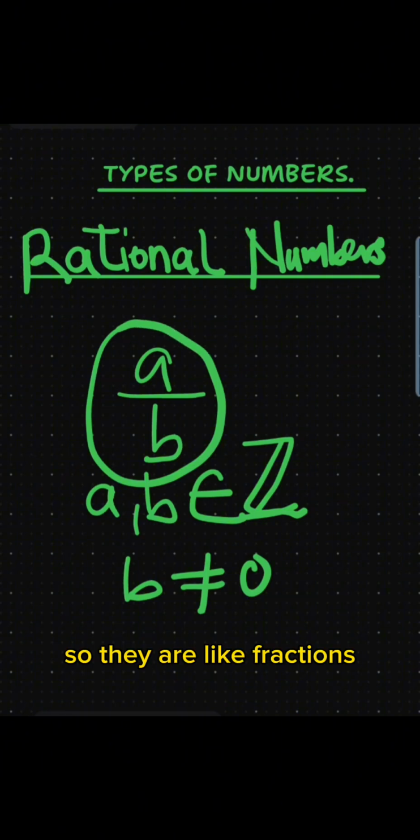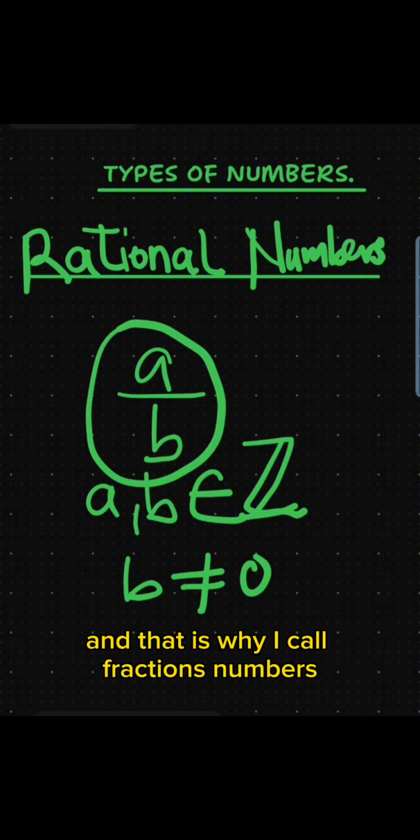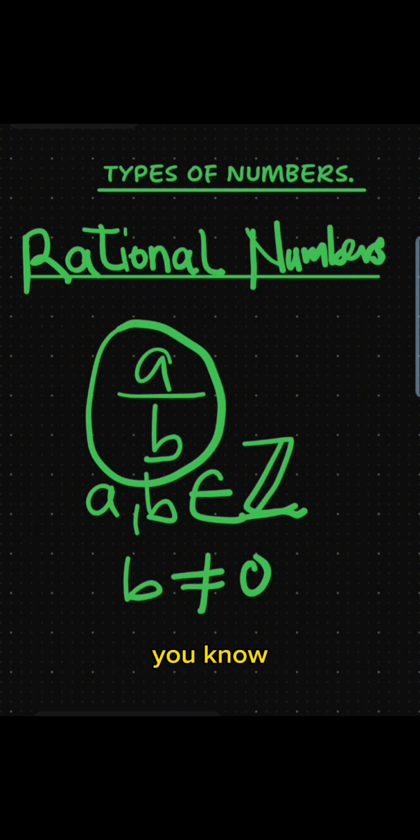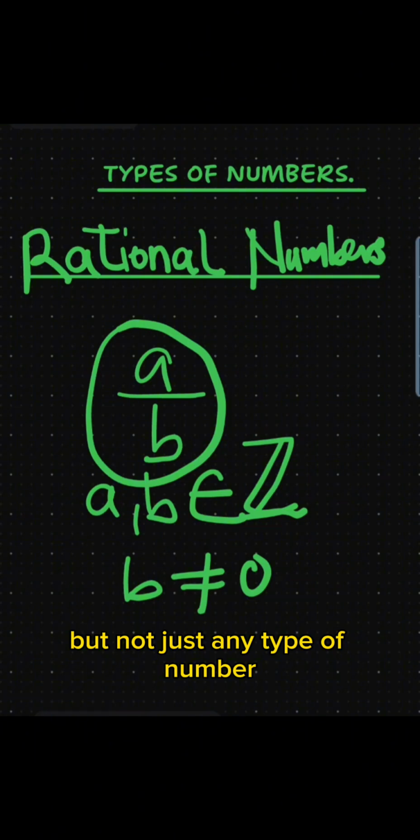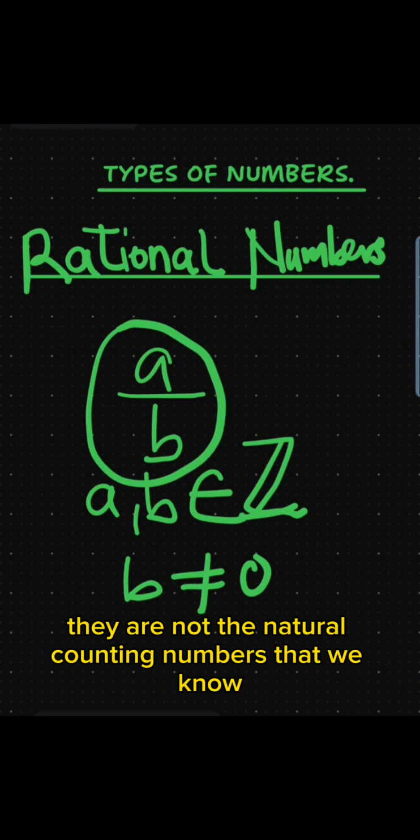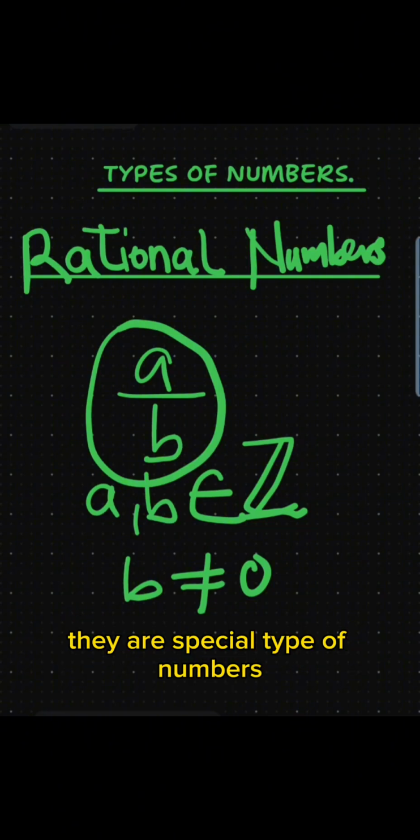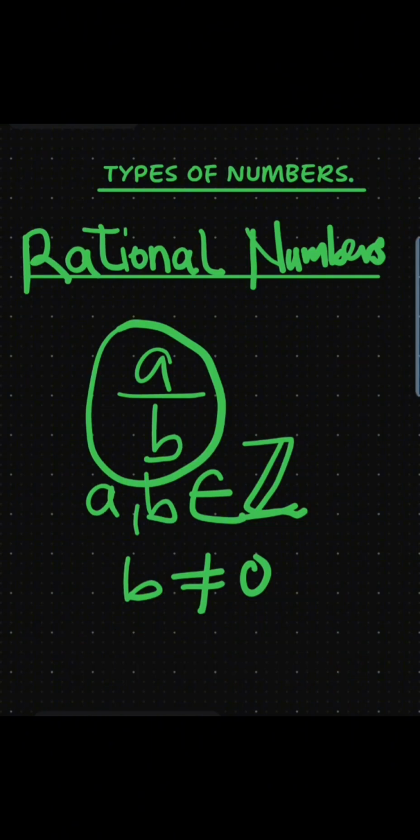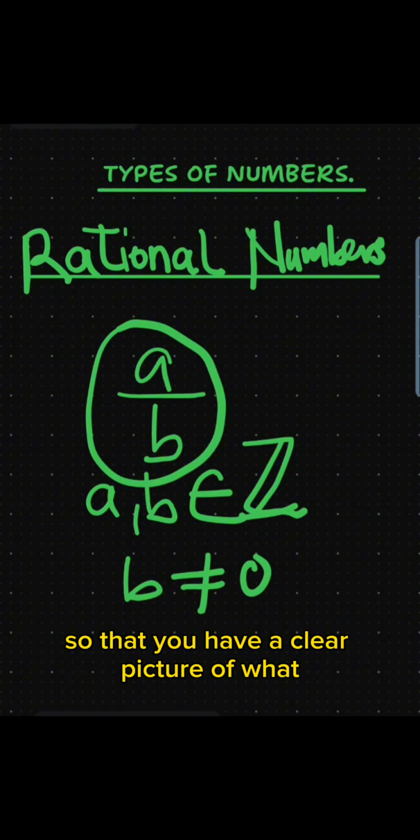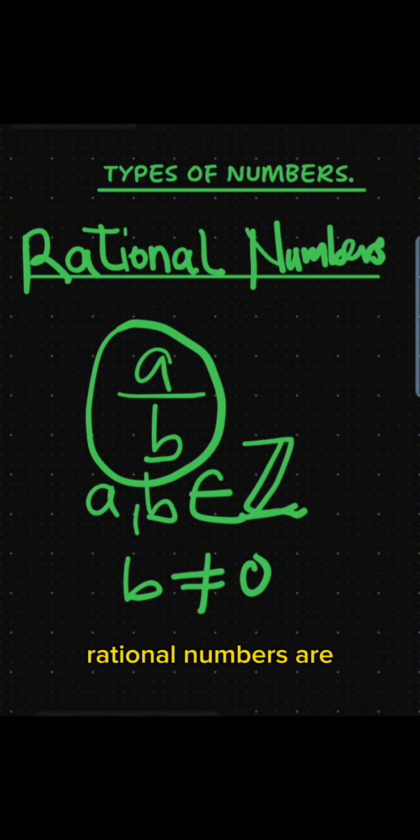So they are like fractions. That is why I call fractions numbers. When I teach fractions, I always tell my students fractions are numbers, but not just any type of number. They are not the natural counting numbers that we know. They are a special type of number that can be written in the form a on b, with b being any integer except 0, so that you have a clear picture of what rational numbers are.